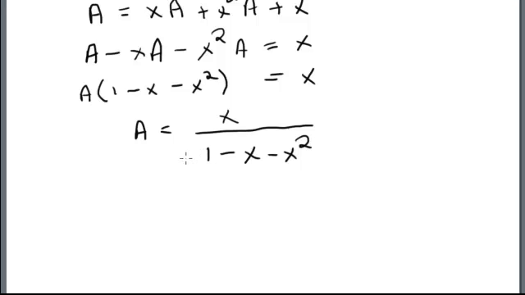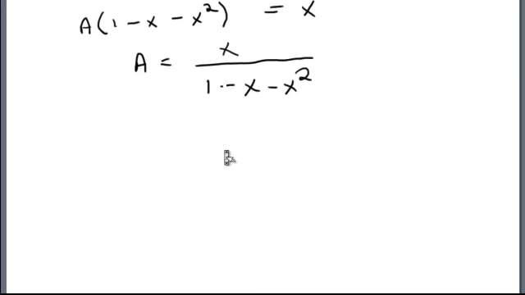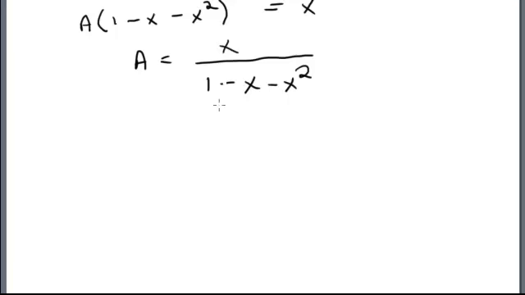I only can do that because of this non-zero constant term. If you have a constant term that's non-zero, then it has a multiplicative inverse, and then you can divide. So there we go. We've solved this. This is a generating function: x, which we know is a sequence, times the multiplicative inverse of 1 minus x minus x squared.